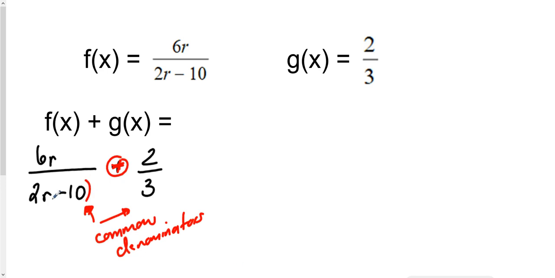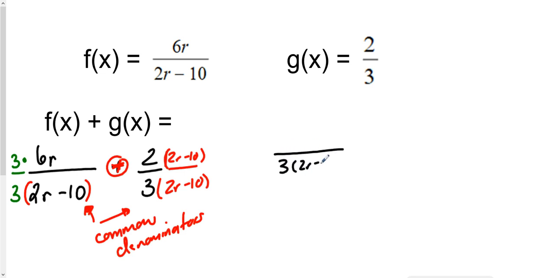Big hint, put your binomial in parentheses. Now we notice that I need to multiply the 3 times the 2r minus 10. I need to multiply the 2r minus 10 by 3. And now, yes, I have common denominators. But what I multiply in the denominator, I also have to multiply up on the numerator for each fraction. So I have 2r minus 10 in both of my denominators now. In my numerator, I have 3 times 6r, which is 18r. And I need to distribute the 2 to both the 2r and the negative 10, so I'm going to have 4r minus 20.